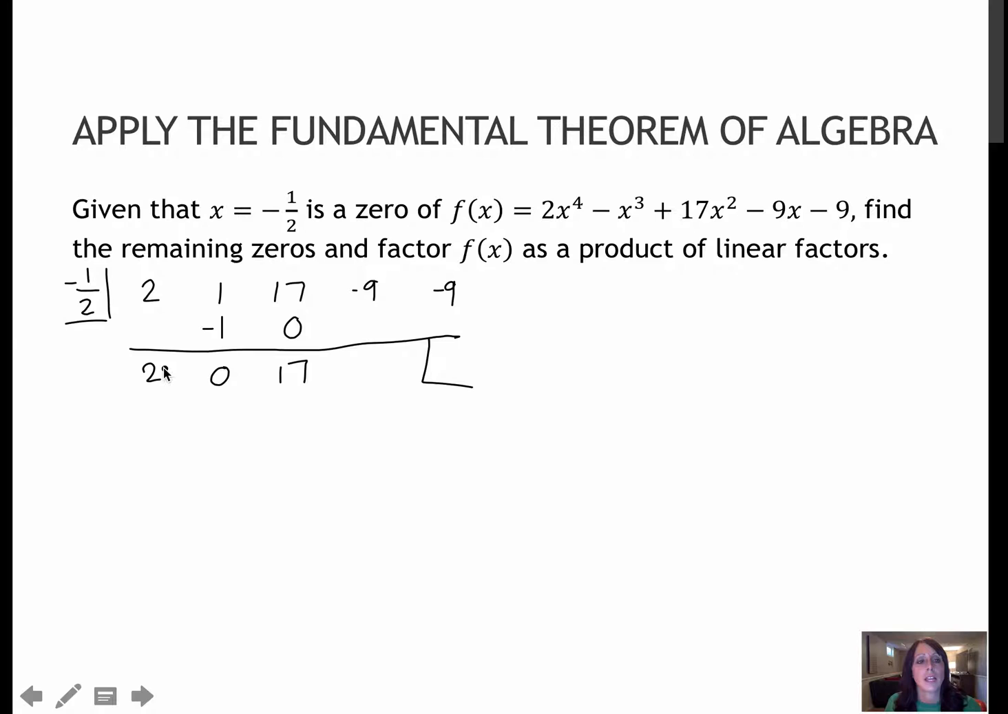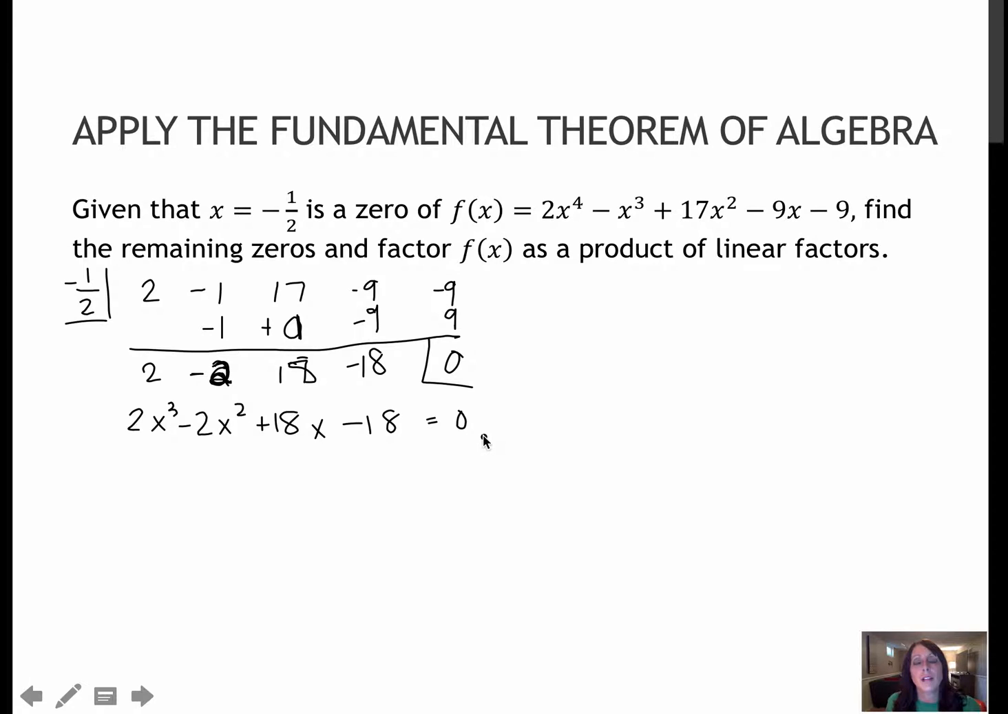Hold on. -1, oh, this is a -1. That's what I did wrong. So this is actually a -2. -1/2 times -2 is +1, which actually makes this 18. Sorry about that. Half of -18 is 9. So it's actually -9. That gives me -18. And then -1/2 times -18 is +9, and that adds to give me 0. Which means I could write what's left over. Actually, I will write what's left over, which is 2x cubed minus 2x squared plus 18x minus 18 equals 0.